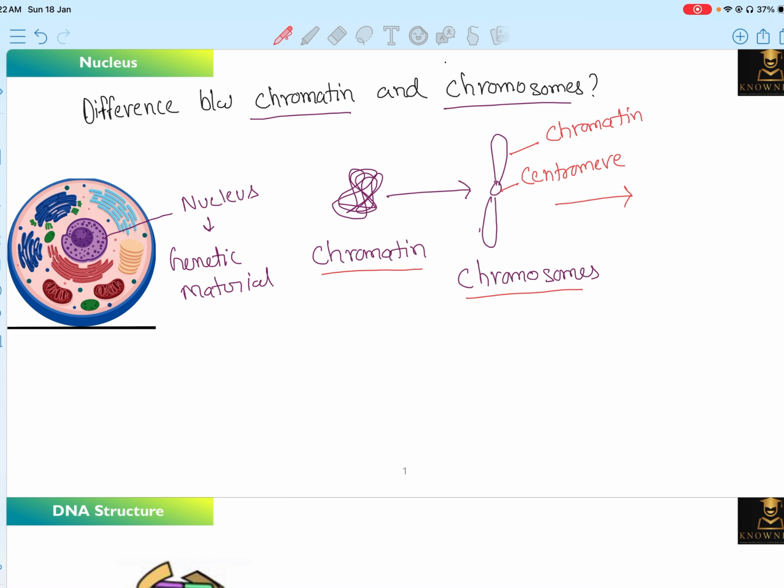And what does the chromosome contain? The chromosome contains a double helical structure, like this kind of structure as you can see in the diagram. And this double helical structure that you see here is basically called DNA. And the full form of DNA is deoxyribonucleic acid.